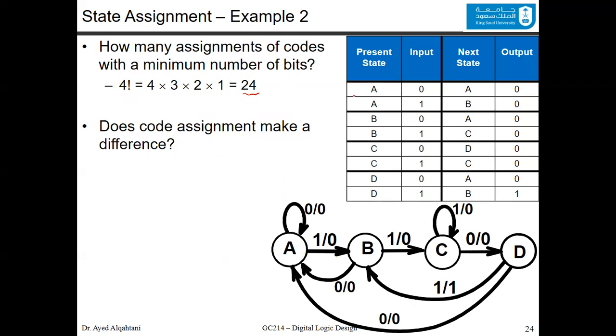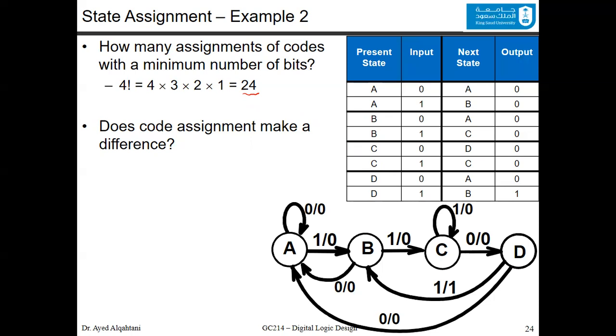One of them, for example, we will assign A 0 0 and B 0 1 and C 1 1 and D the leftover, which is 1 0. And there are 23 more state assignments. One of them is the one that I said, and 23 more if you do the different permutations.